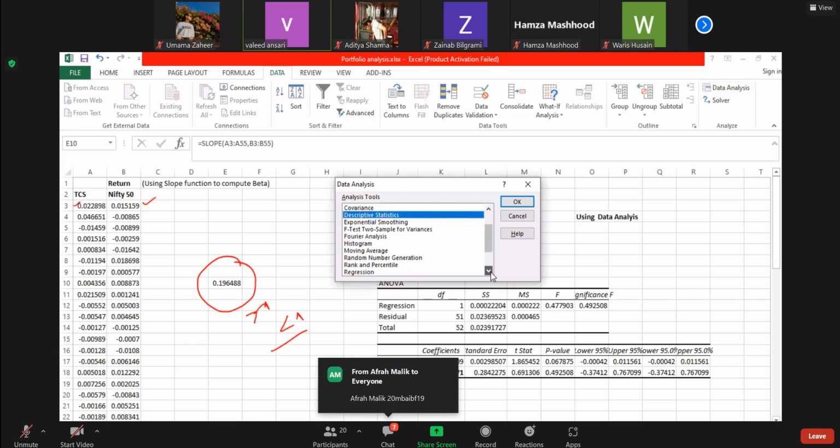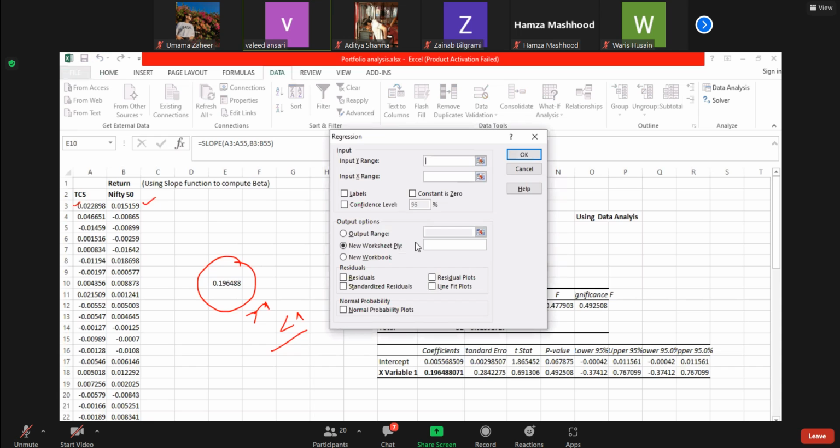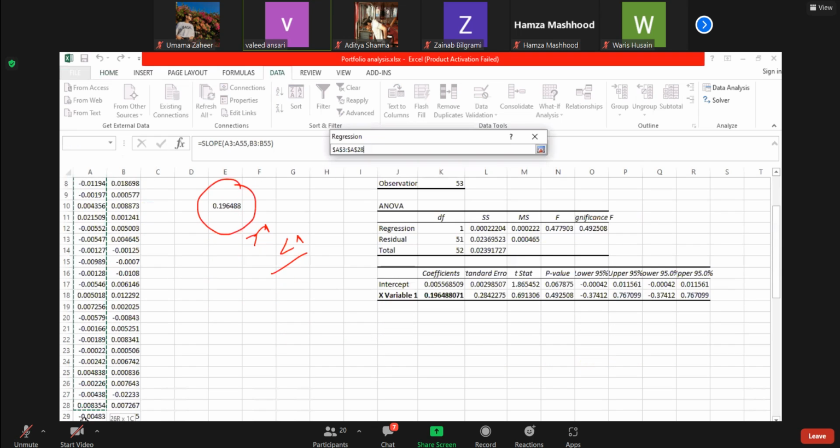And there is a regression. Just click it here, regression, scroll down. Now it is the same thing. It is showing input Y range, which means the dependent variable. So you can just drag it or just type the first and last cells.